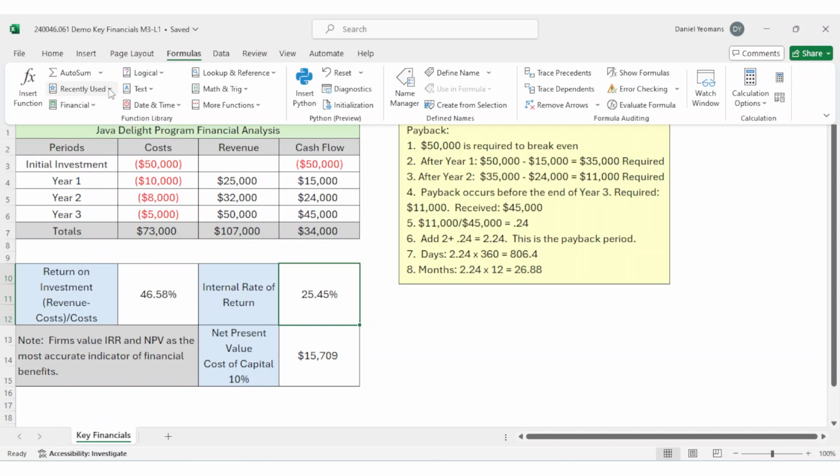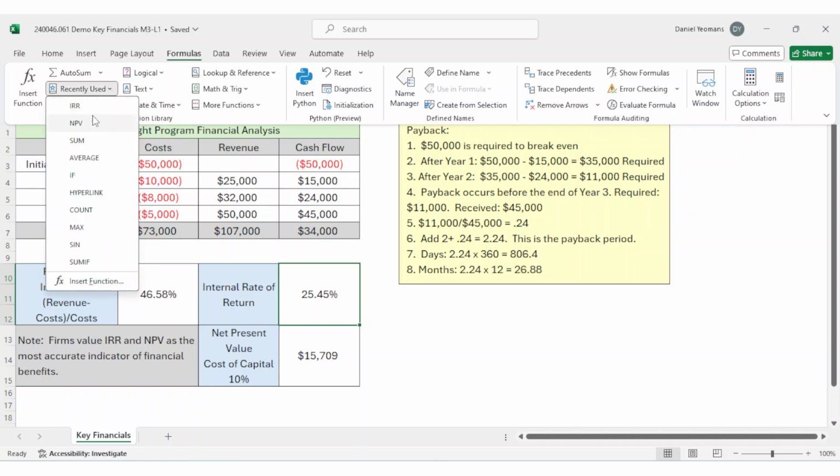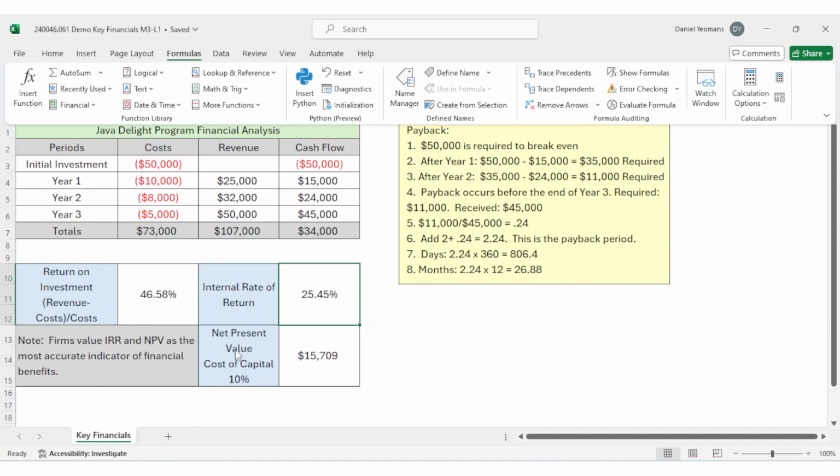To repeat, under formulas initially, we go under financial. However, if we have done this formula recently, we can go under recently used, and there you see internal rate of return. Our final calculation is net present value. To calculate net present value, a cost of capital percentage is required.